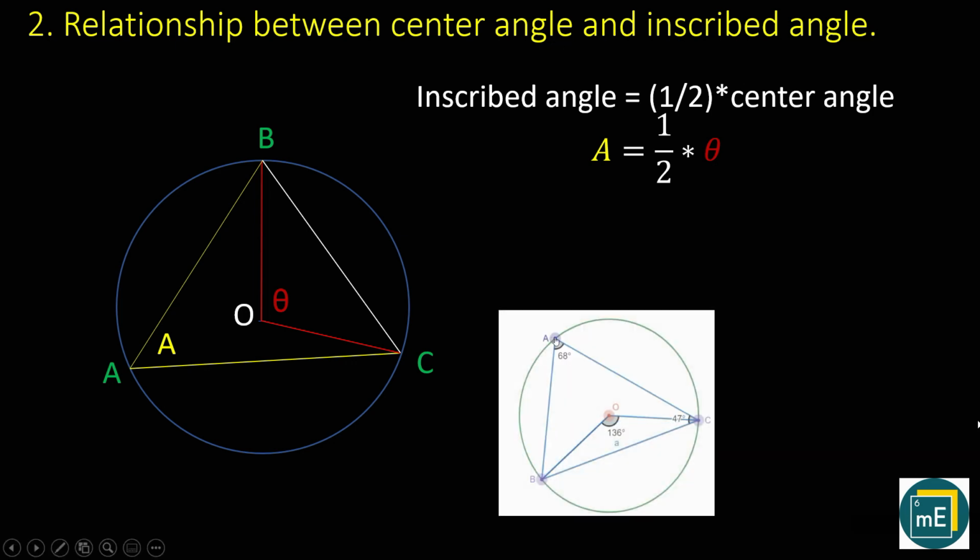In this animation over here, we can see that the value of inscribed angle A is equal to 68 degrees, which is equal to half of the center angle, which has a magnitude of 136 degrees.